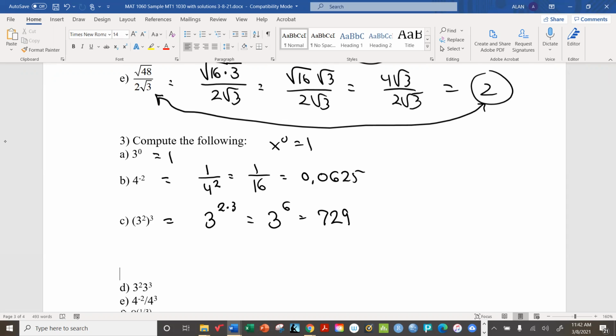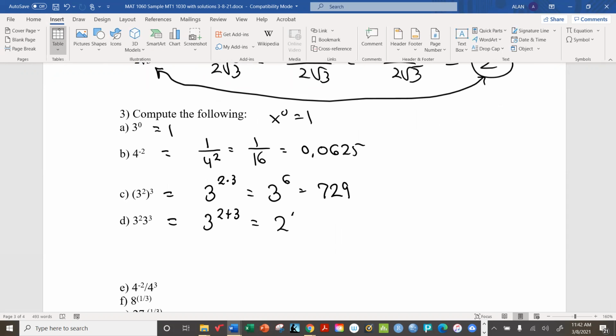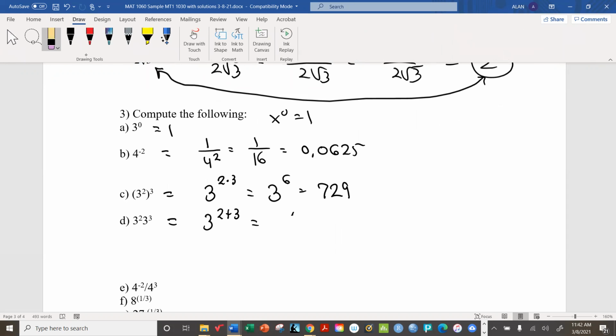All right, now, but on the other hand, look at this one. It looks very similar, but it's not, because this time we're using the product rule, which means we are adding the exponents. Oops, sorry, hold on. 3 to the 5th, which is, as you can see, not 729, it's 243. Beautiful.